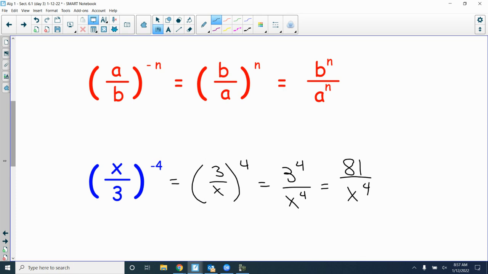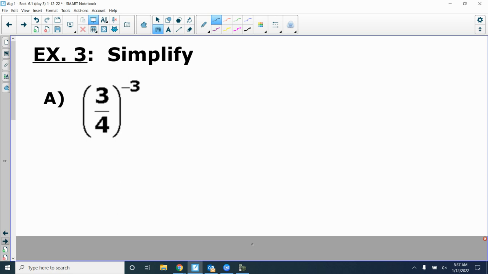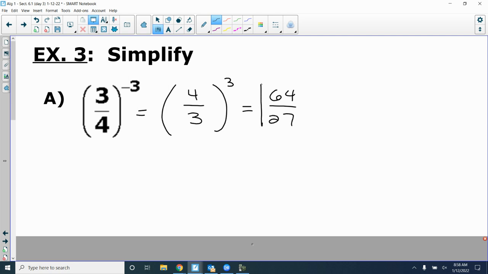Why do I do that? Because now I don't have a negative power, and negative powers usually cause issues. So I don't want them. So if I do that right away, I don't have a negative power. So let's use that rule. Now just use your calculator. What's 4 to the third? And what's 3 to the third? Okay. Juan, what do we get for 4 to the third? And what do I get for 3 to the third? 47. There's my answer.